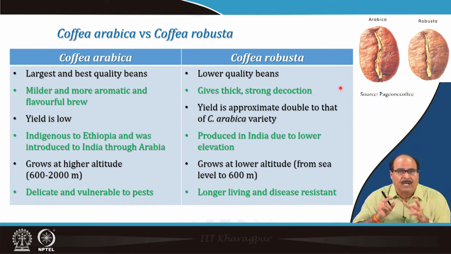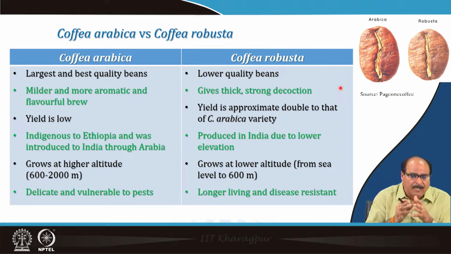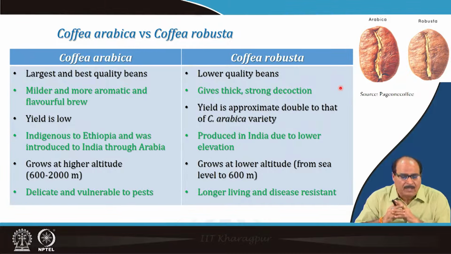Comparing Coffea robusta versus Coffea arabica, Coffea arabica has the largest and best quality beans. Coffea robusta gives comparatively inferior or lower quality beans compared to Coffea arabica. Coffea arabica has a milder, more aromatic and flavorful brew.